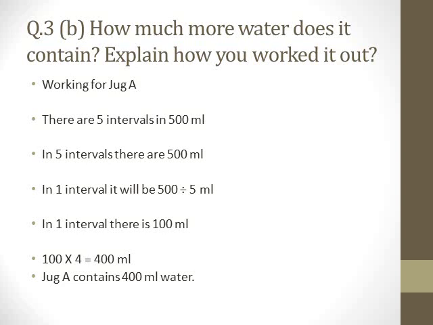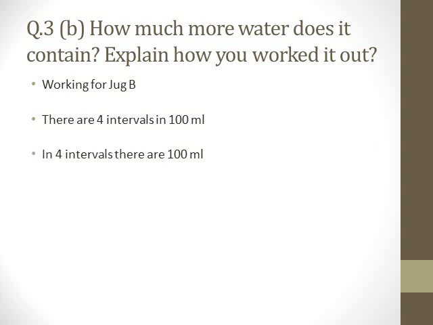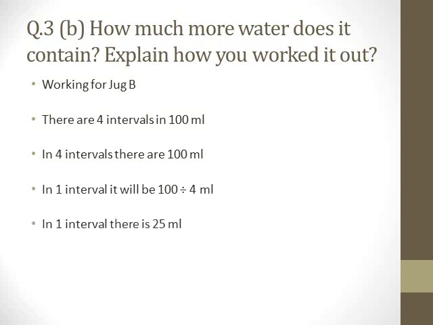Now you have worked for jug A, and I will start working for jug B. If you look at jug B, there are 4 intervals in 100 ml, right? So I can also write there are 4 intervals in 100 ml. To find one, I will divide this 100 by 4. When I divide 100 by 4, I get the answer 25. 25 ones are 25, 25 twos are 50, 25 threes are 75, and 25 fours are 100. So in one interval it will be 100 divided by 4 ml, which is equal to 25 milliliters.